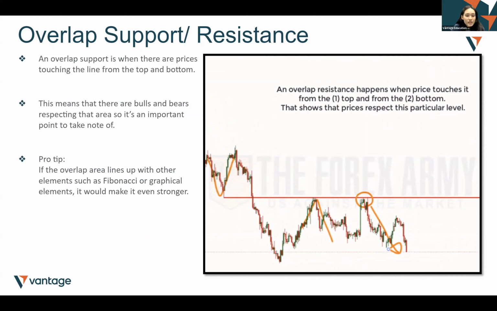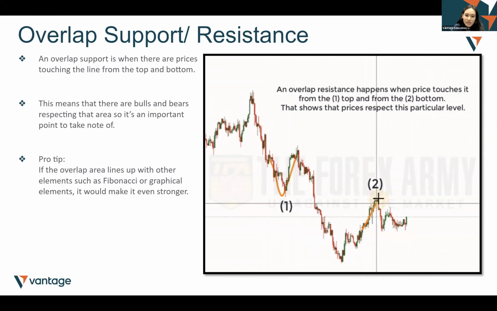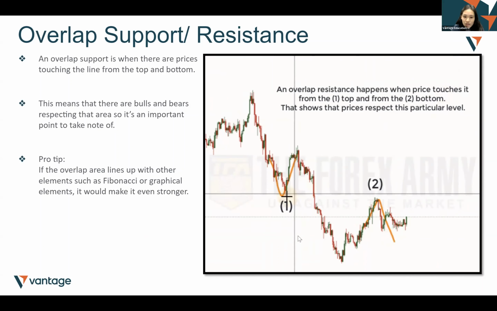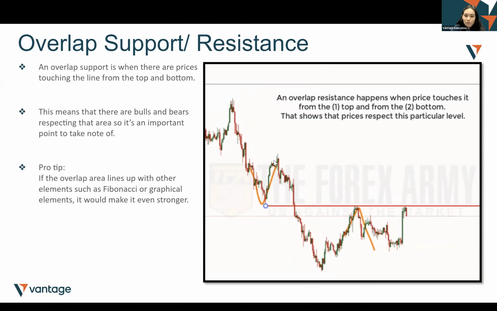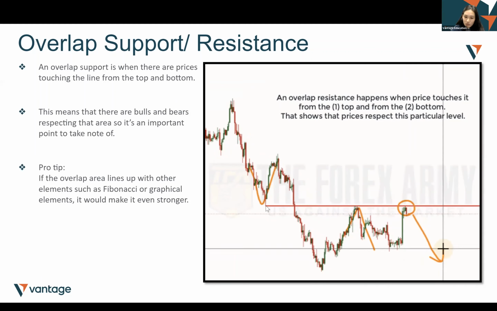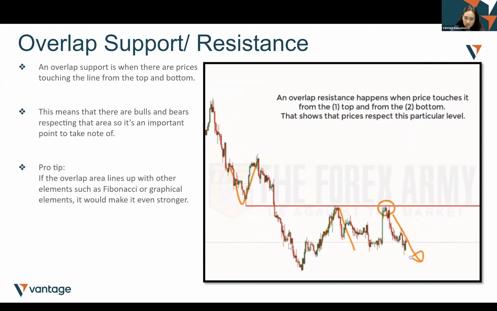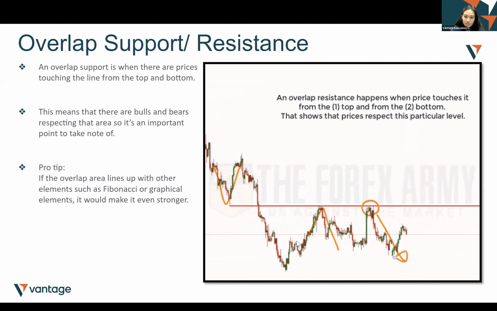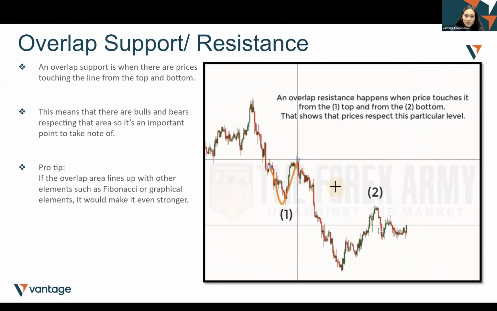So pro tip, if the overlap area lines up with other elements such as Fibonacci or graphical elements, it would make it even stronger. So you can take a look at this GIF that I've included here. You can see price broke through this level. So it's at our swing low support. Once price breaks through this, it becomes a pullback resistance. And then now we expect it to retrace, which is what it did. So it retraced once and retraced twice, making it an overlap resistance.